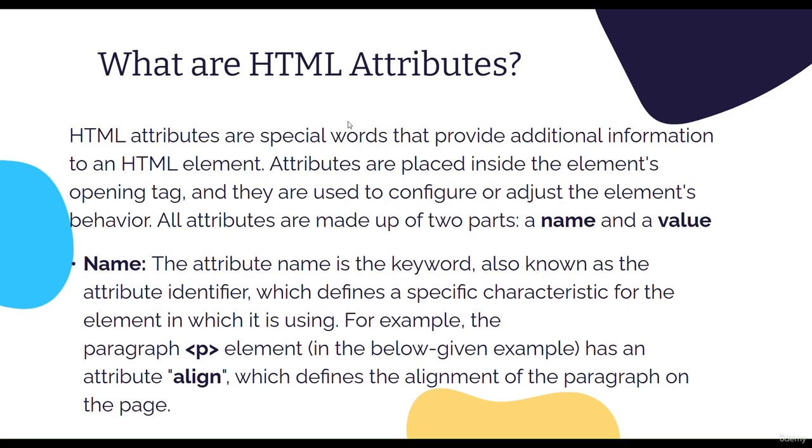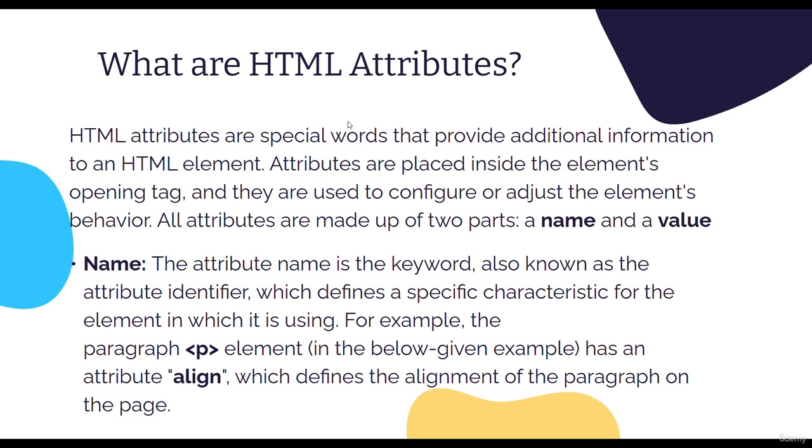Hello everyone. Let's see what are HTML attributes. HTML attributes are special words that provide additional information to an HTML element. Attributes are placed inside the element's opening tag and they are used to configure or adjust the behavior of the element. All the attributes are made up with two parts, which is name and value.